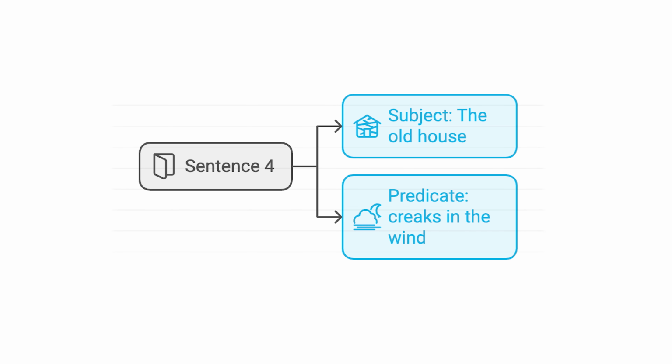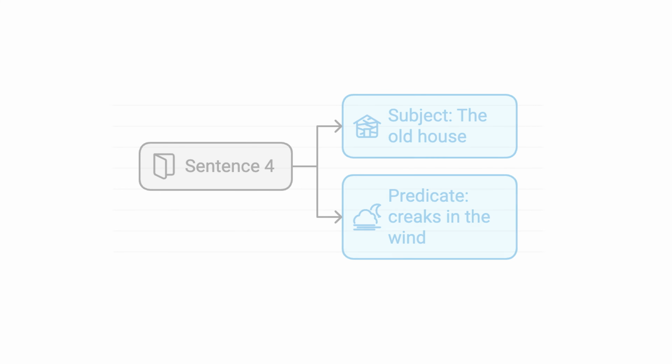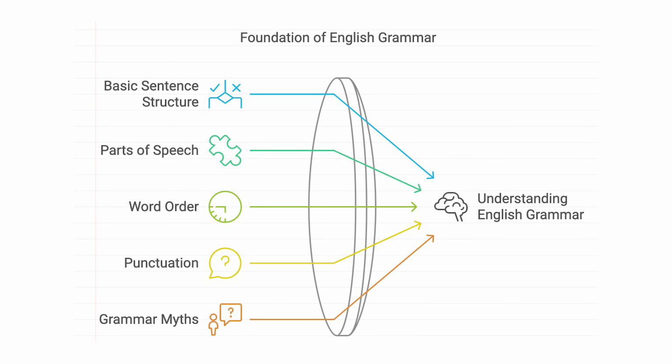4. The old house creaks in the wind. Subject: the old house. Predicate: creaks in the wind. Understanding this basic structure is crucial as we move forward in our study of English grammar.